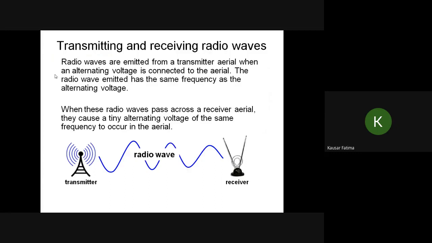How they are produced, I just told, by oscillating and accelerating electrons. An alternating voltage is connected to the aerial, so electrons accelerate through that aerial, and radio waves will be emitted. These radio waves will pass across a receiver aerial. This is a transmitting antenna, and this one is a receiving antenna. This will receive those radio waves, and that will be connected to any television or radio inside, so the information will be carried to that radio or television.